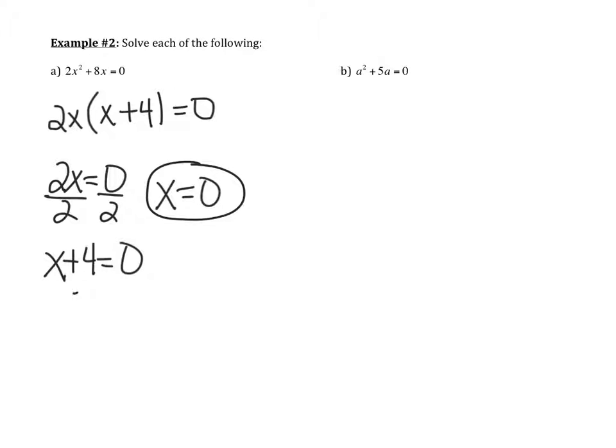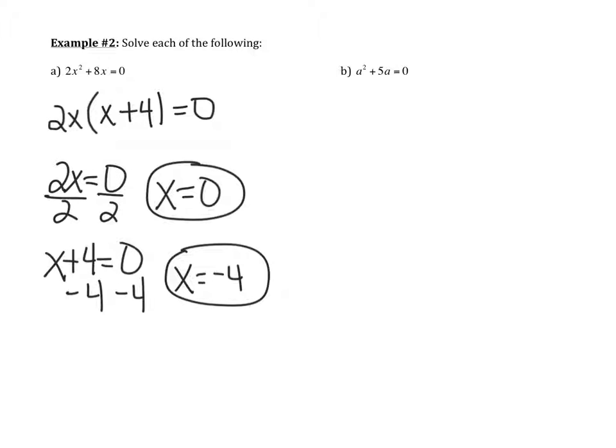Next, I would take 4 and subtract from both sides. So I'd get x equals negative 4. Plugging that back in, 2 times negative 4 is negative 8, but negative 4 plus 4 is 0, and negative 4 times 0 is going to give me 0. So my 2 answers were 0 and negative 4. I knew I was going to have at most 2 answers since the highest power was 2 in my problem.